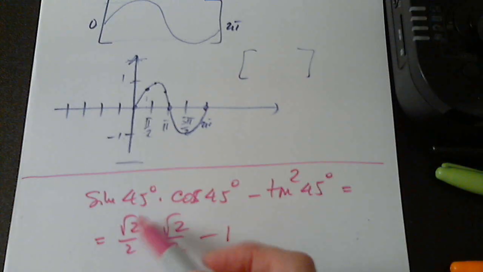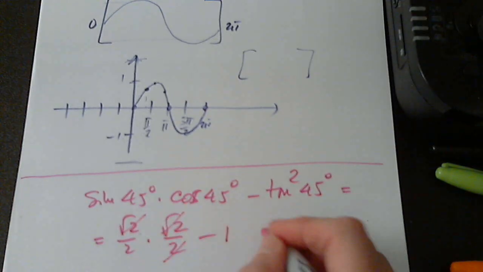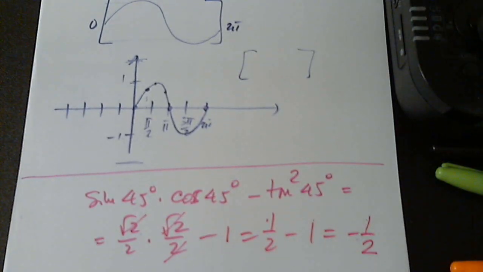So the square root of 2 times the square root of 2 will be 2. So this product is 1/2. 1/2 minus 1 is negative 1/2. Wait, so I just ignore the squared for the tangent? Let's square 1. Oh, never mind. That's okay. Good.